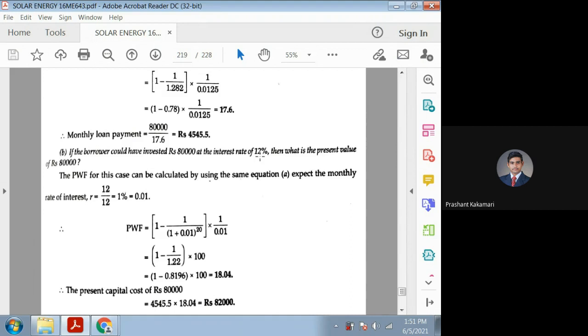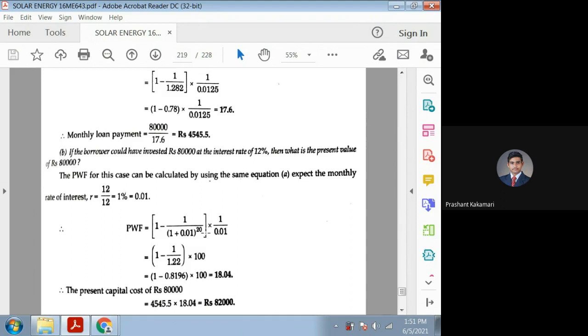So for 20 months, I'll convert this 12% per year to per month. For per month, I'll divide this value by 12. So what's the value of interest? 12 divided by 12 is 1%. I will write it in numbers, that is 0.01 per month. I'll substitute in the same equation: the present worth factor is given by 1 minus 1 divided by (1 plus r) raised to n, where n is the number of months.